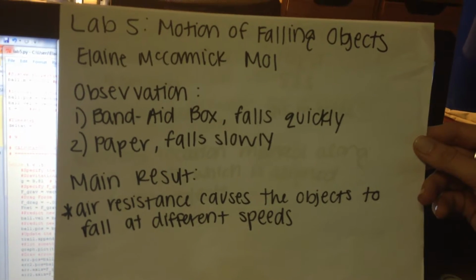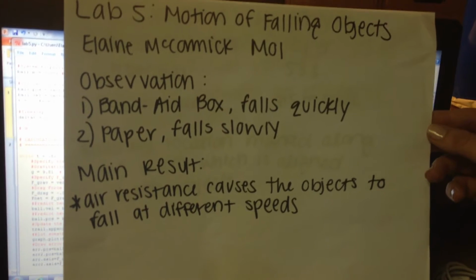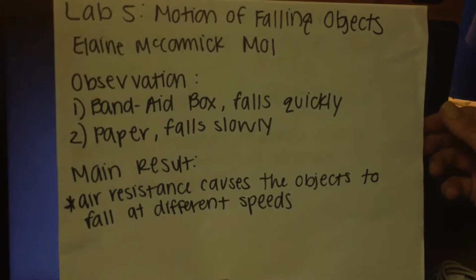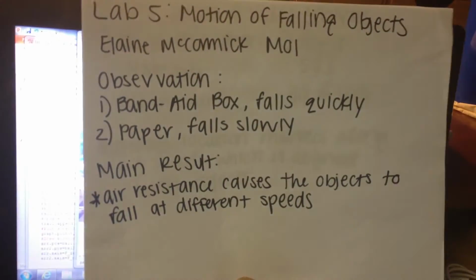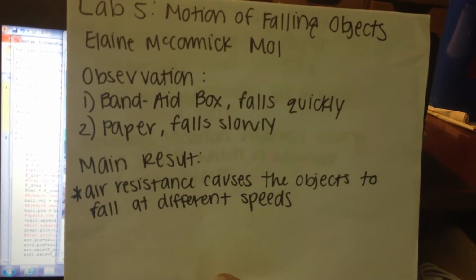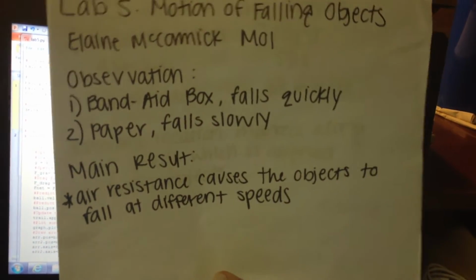This is Elaine McCormick for Lab 5, Motion of Falling Objects. I observed a Band-Aid box falling, which falls quickly, and then I also observed a paper which falls slowly due to air resistance and drag force. The main result from this lab was to see how air resistance causes the objects to fall at different speeds.